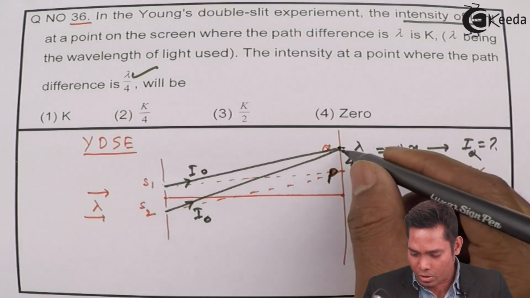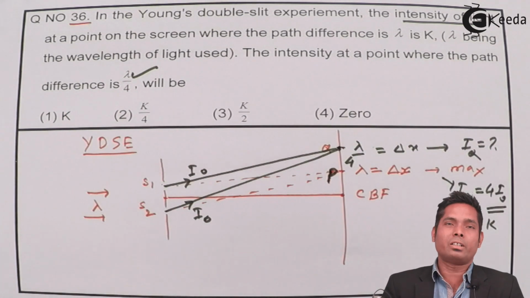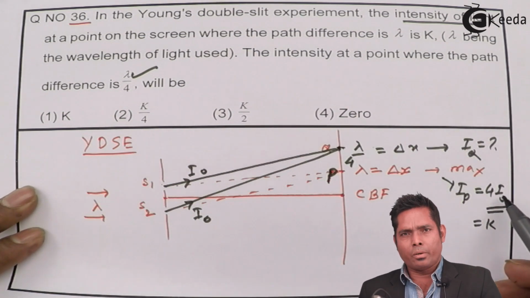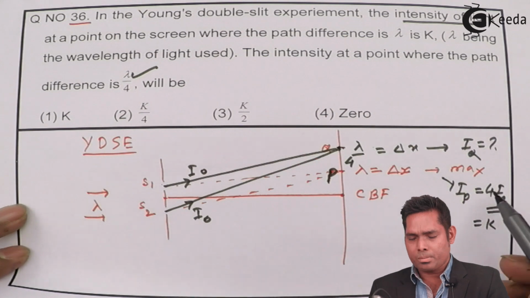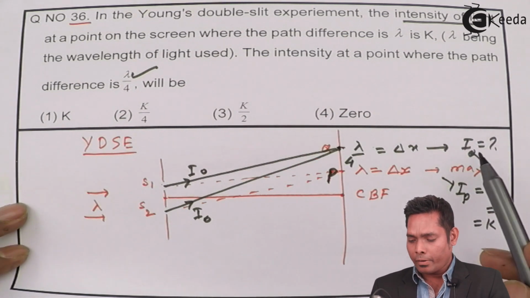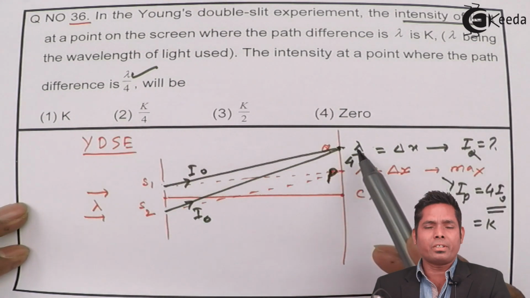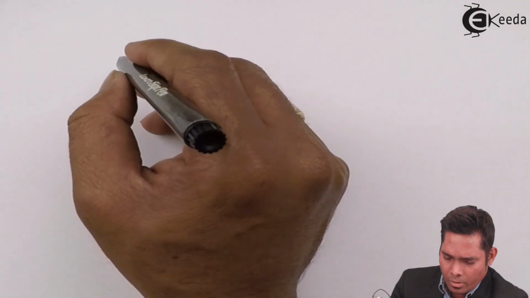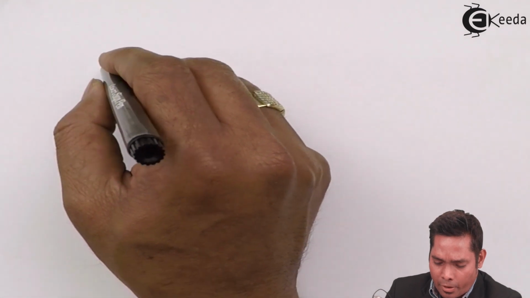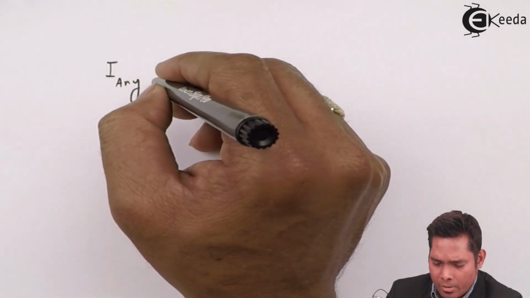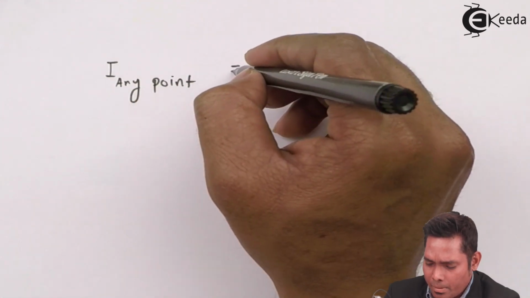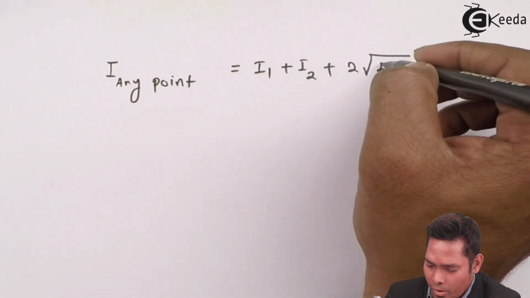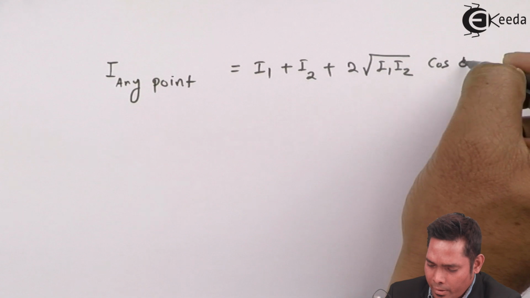Now we have to find the intensity over here, so we have to use the formula for intensity of light. Though every student knows how it becomes 4 I naught, I'll still explain it, and then also find the intensity at point Q where the path difference is lambda by 4, and we will see how they are related. We know that the formula for intensity at any arbitrary point is given by I1 plus I2 plus 2 root of I1 I2 cos phi.